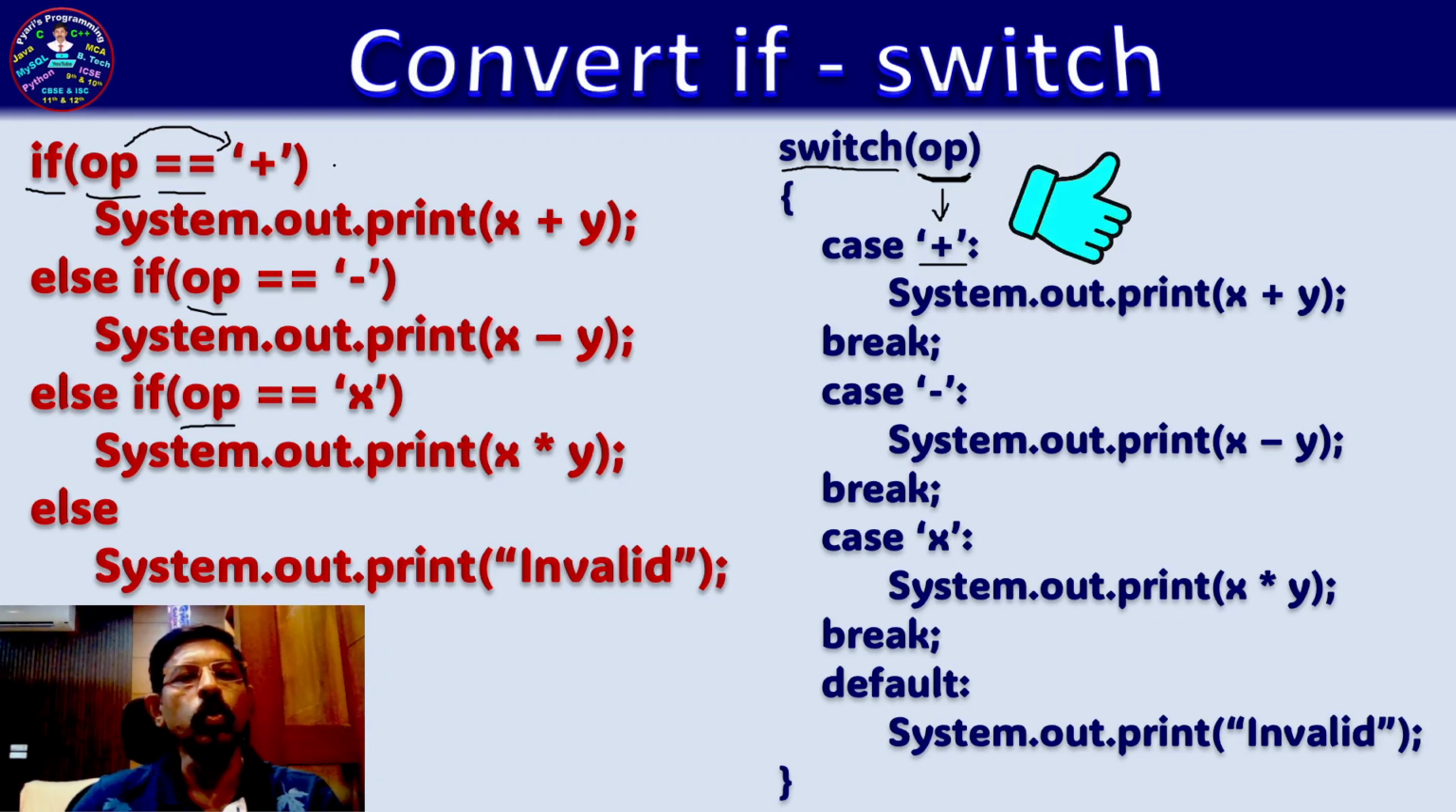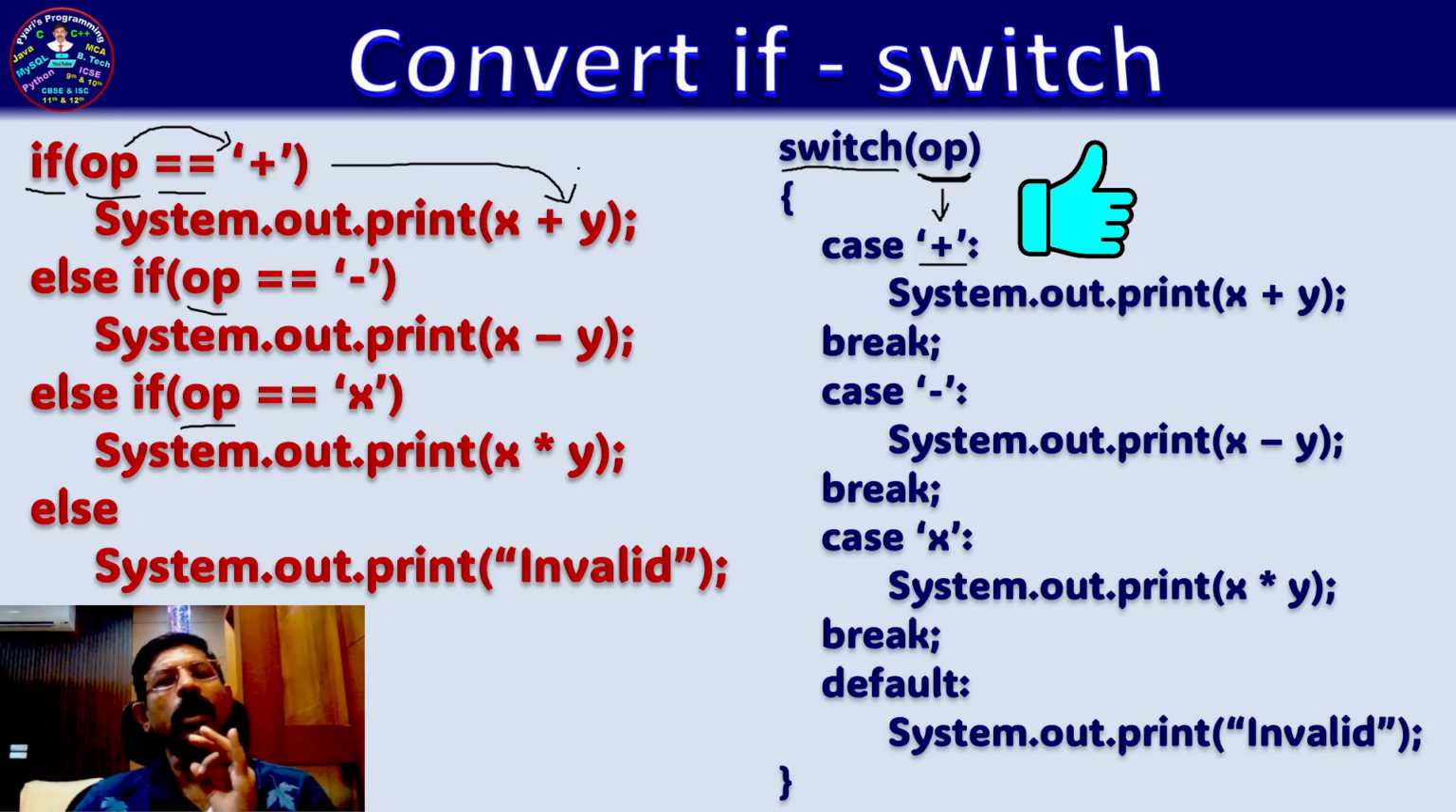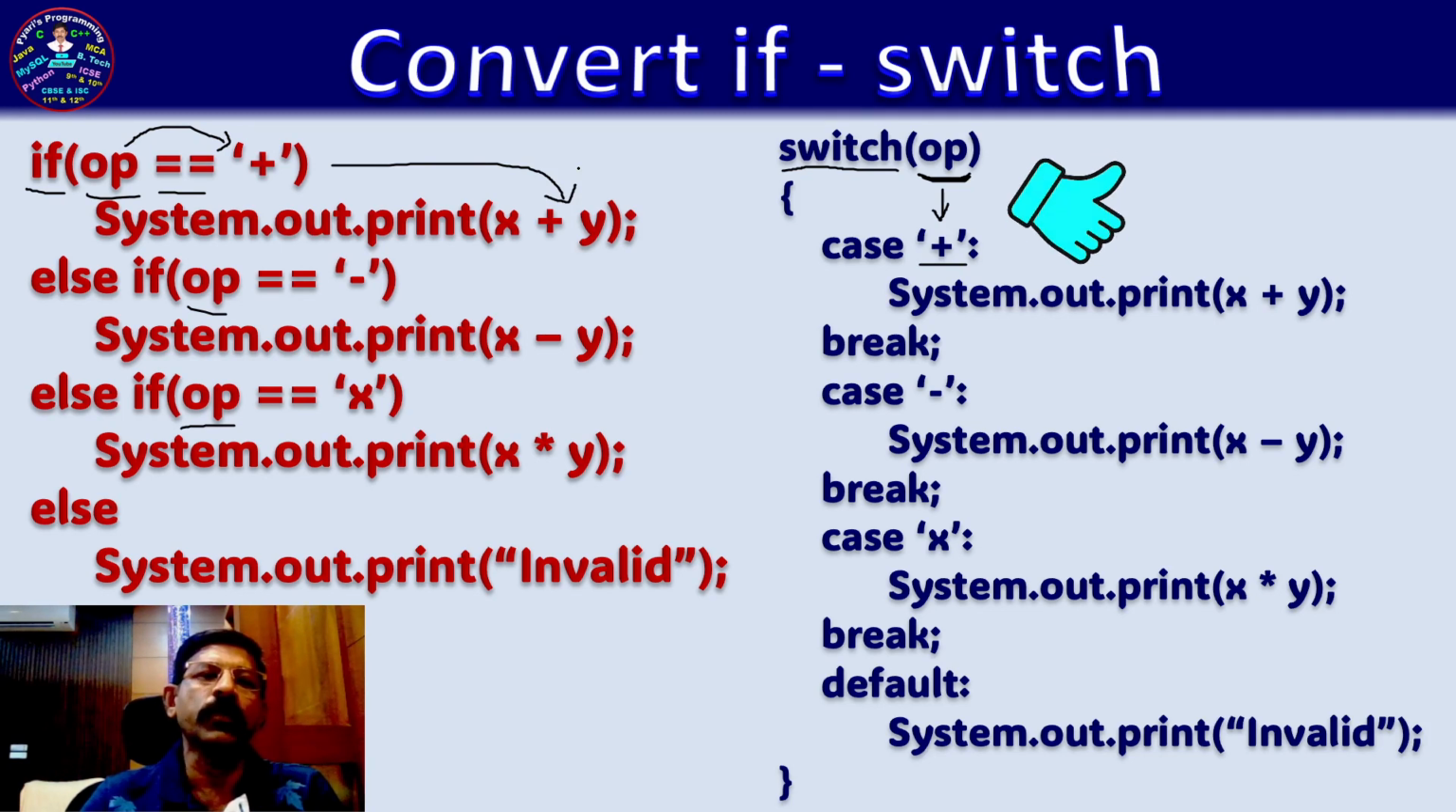If it is true, then what is the operation that it is doing? It is adding x plus y. I am not concerned with the data type of x and y, the values of x and y, or the data type of OP. Simply I need to convert it. So that's why directly I will use x plus y. Don't change the variables. Again I am repeating, don't change the variables while making the conversion.